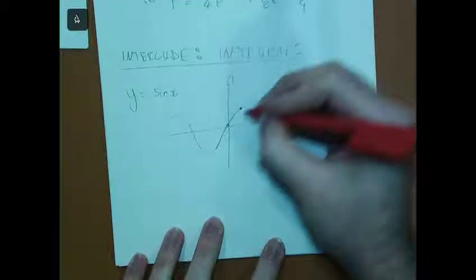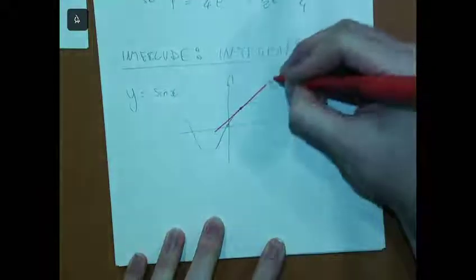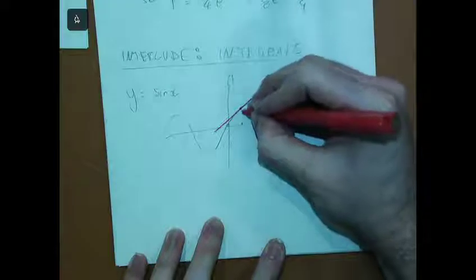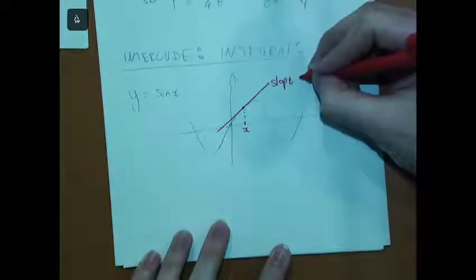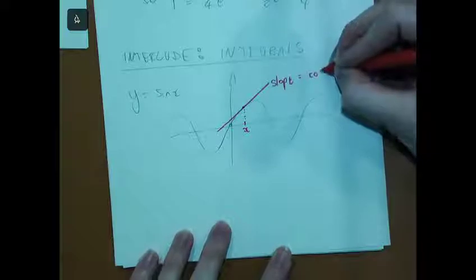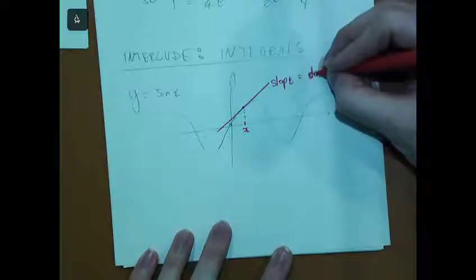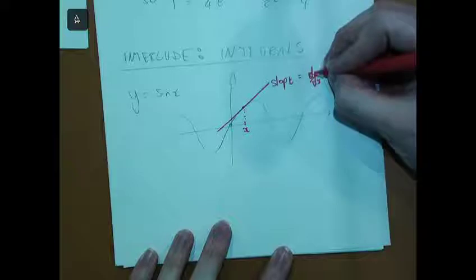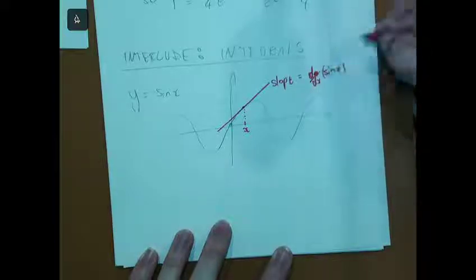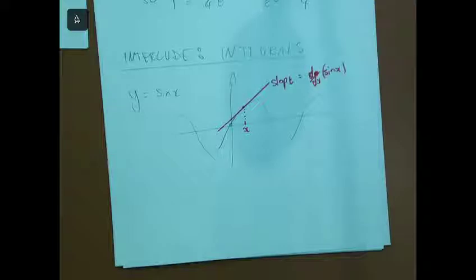one way of interpreting the derivative is the slope of this graph at any given spot. So if this point here was, say, x, then this slope would be the derivative d on dx of sine x at that point x. Okay, that's what that slope would be. Because that's one way of interpreting derivatives. It's not the only way, but it's a good one.